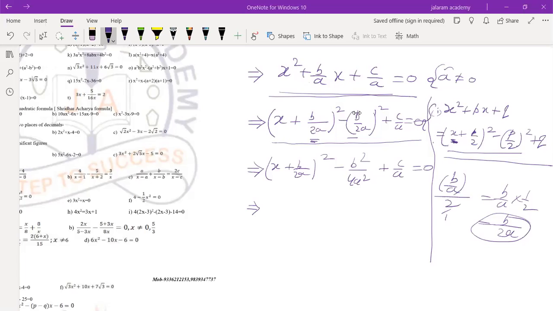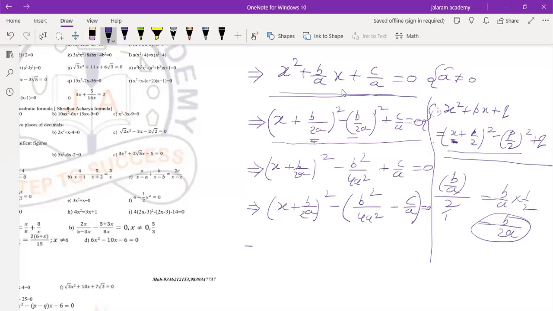Sir, x plus b by 2a whole square. Sir, we will take minus common from b square upon 4a square plus c by a. x plus b by 2a whole square minus common. So b square upon 4a square minus c upon a equals to 0.